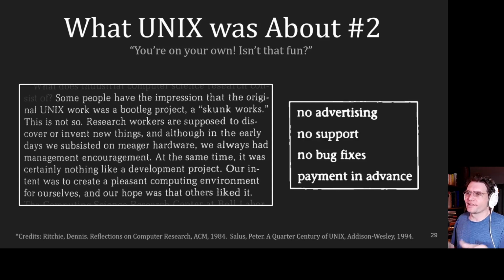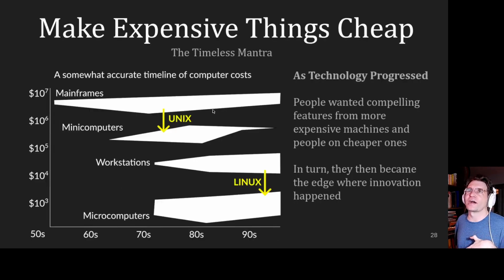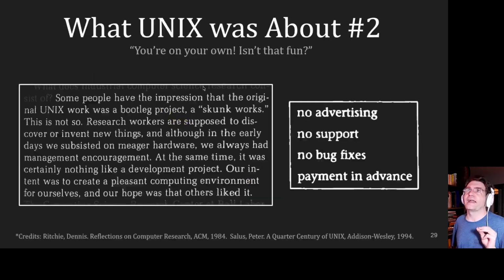It means that as this transitional downward event happened, going from here down, or here, this yellow part, you don't have a lot of commercial or professional uses for it. You need to have people that really kind of know what they're doing. And that's another point of Unix, is that there's no advertising, no support, no bug fixes, and you have to pay in advance. It was a nominal fee at the time, but yeah, you did have to pay a little bit for the Unix license. So there's a little quote from a 1984 paper by Dennis Ritchie.